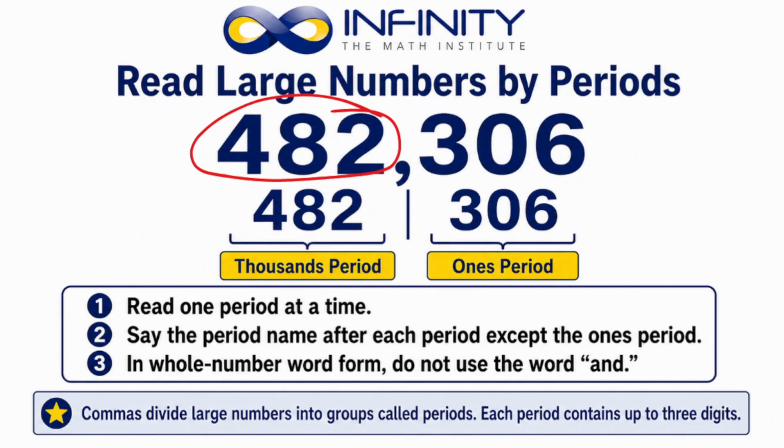Don't use the word and. You sound uneducated when you say the word and. 482,306 is not as precise. Say 482,306. All right, and the commas will divide these periods, and the most each period can have is 3 digits. Does that make sense?